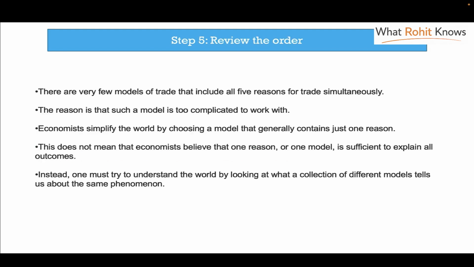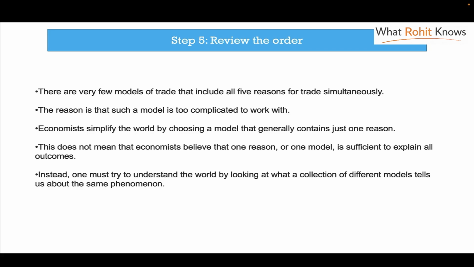Once you've done that, this is the final order that I arrived at, and the last step is to review the order. So I start with the first one. There are very few models of trade. So I know this is an independent sentence, which was our criteria for picking the lead sentence. We wanted that to be first, that it should not depend on anything. So it means that the reason is that such a model is too complicated to work with. So the reason for what? The reason for few models of trade.